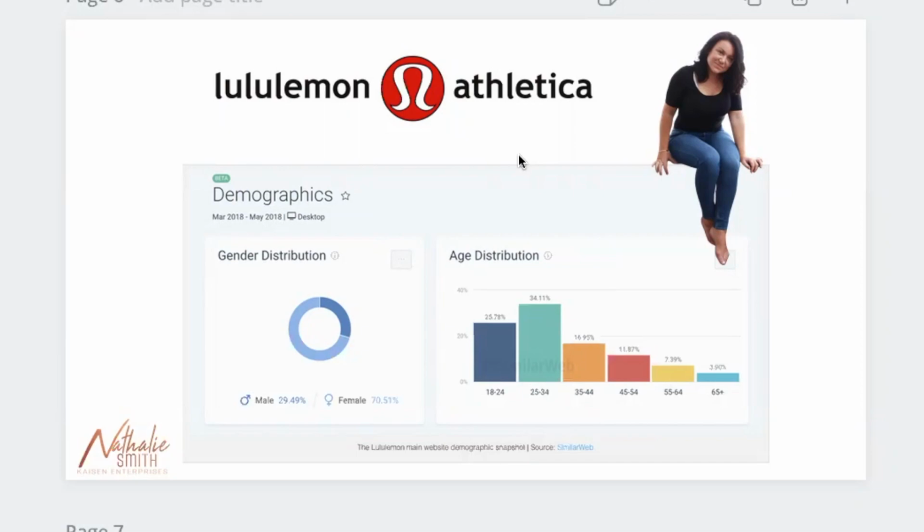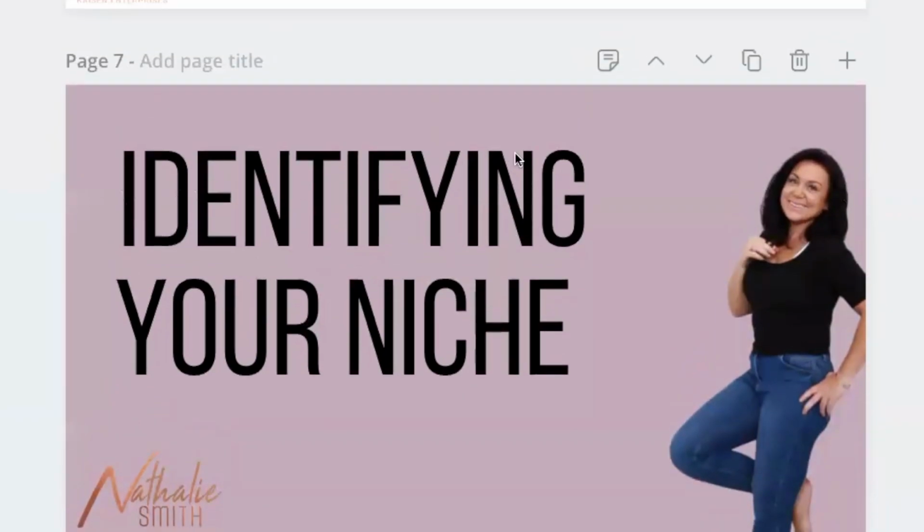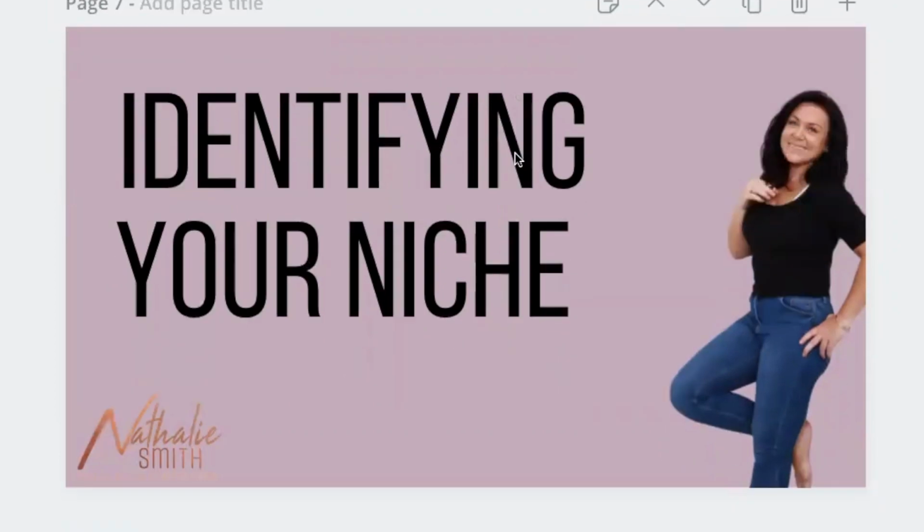Did you even know that Lululemon's persona, their ideal customer, was named Ocean, and that she's engaged to be married? Did you know that every single brand does this? It's the first thing they do. So identifying your niche, this is where you're going to want a pen and paper. This is where you're really going to start to think, okay, who is my niche?